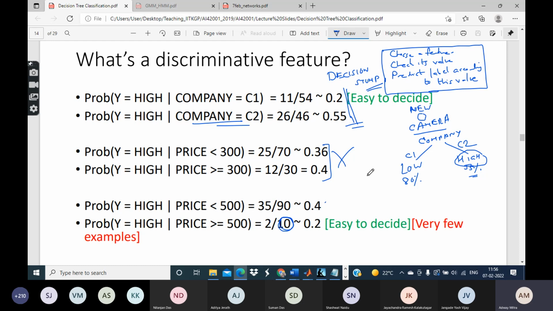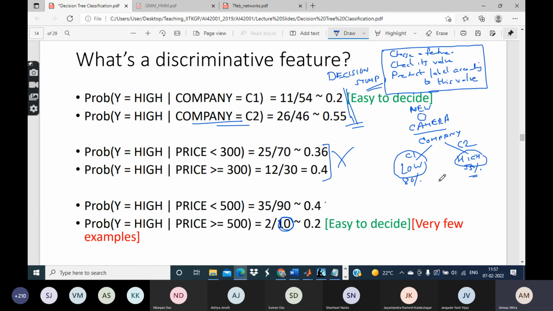Suppose on the basis of any feature I have divided the entire set into two groups, two clusters. These examples have one value of the feature, and these have the other value. If any example comes in this cluster I want to assign it a label, and if it comes in this cluster I want to assign it a different label.